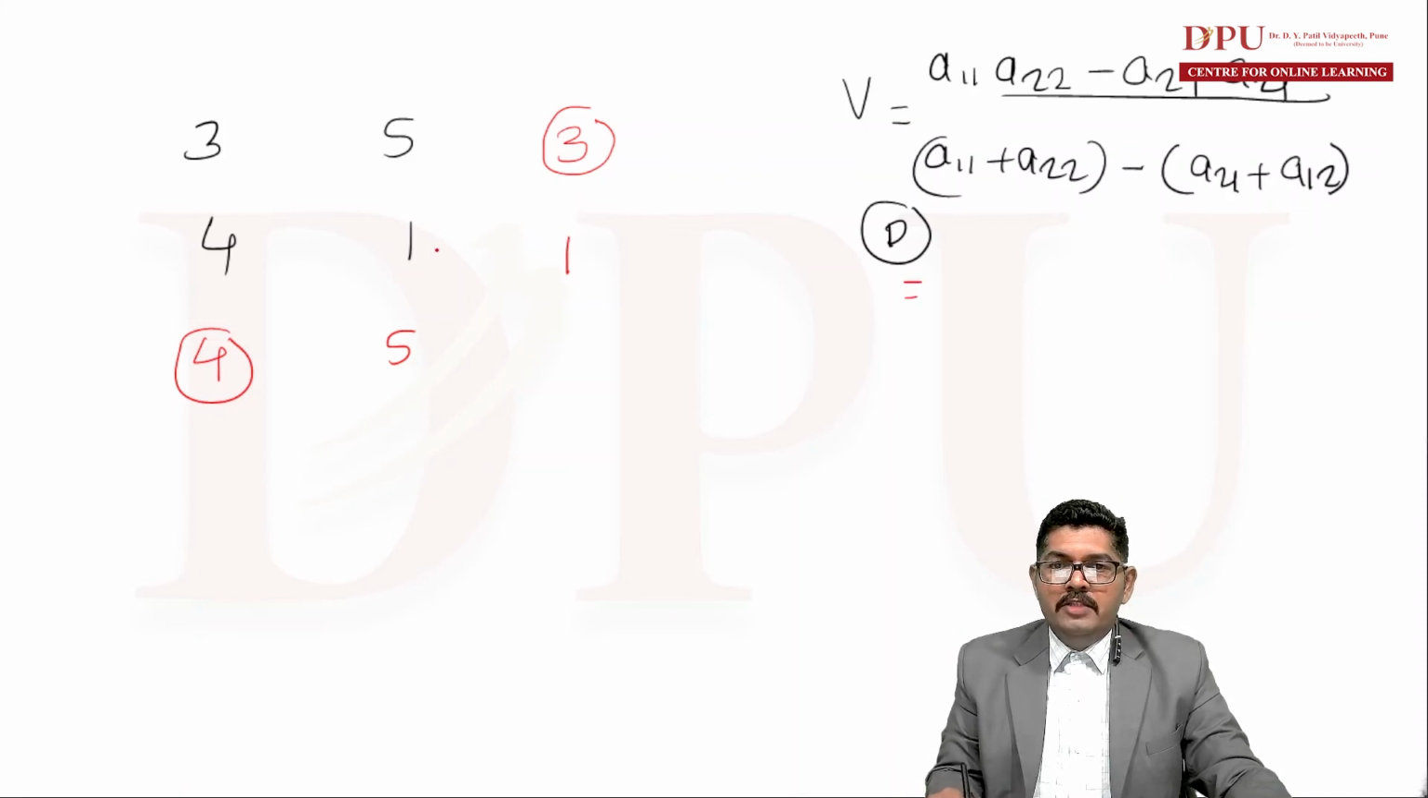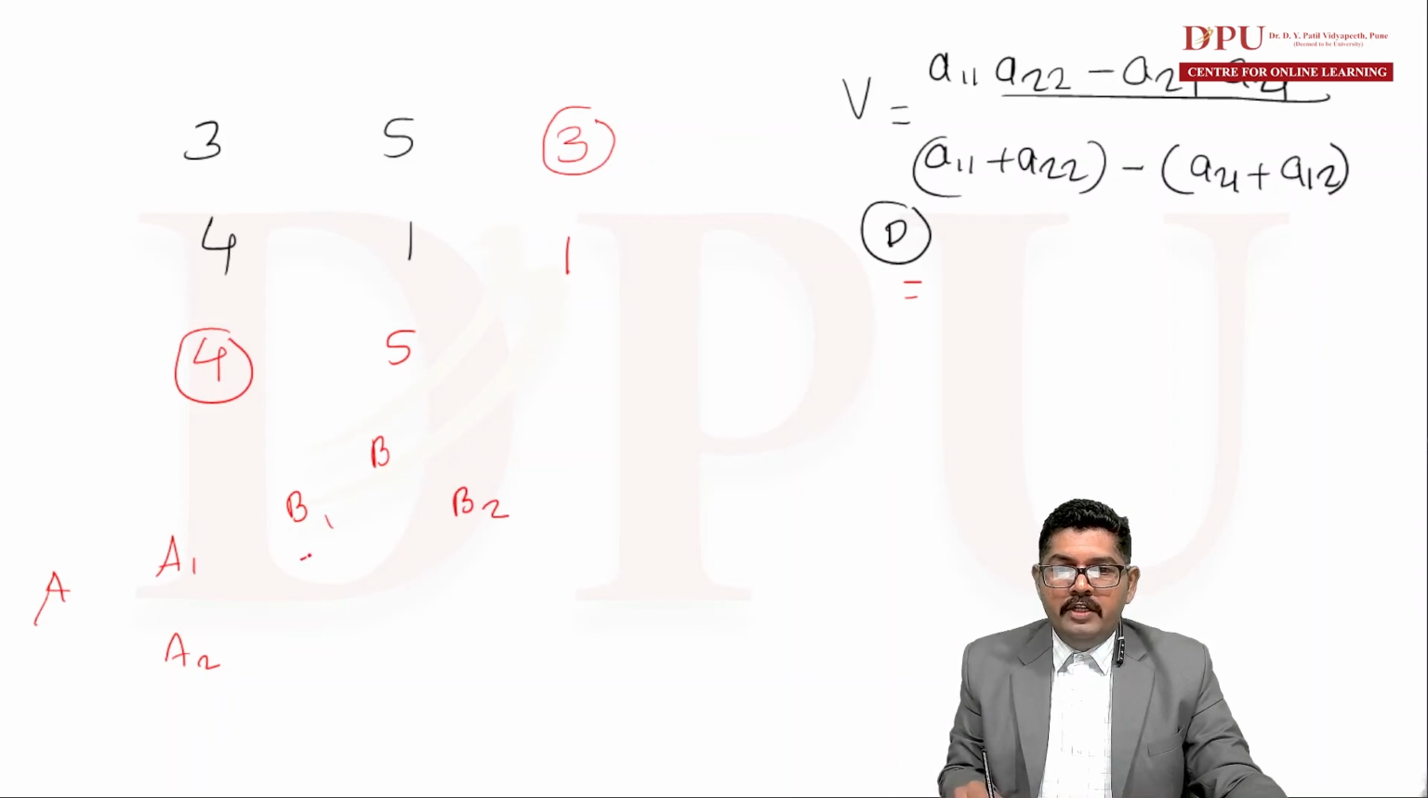We have to compare this particular matrix with the initial table which we have seen. Let us say this is player A, and player A has two strategies, A1 and A2. Then there is player B. Player B plays two strategies, B1 and B2. Alright, so let us write down these values: 3, 5, 4 and 1. These are the payoffs. This is A11, this is A12, then this is A21, and this is A22.